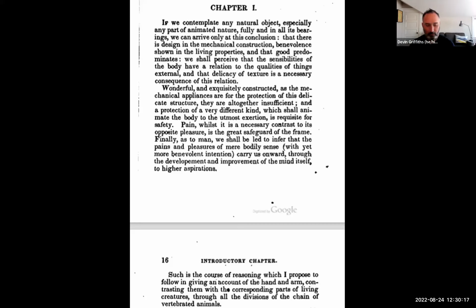In other words, when you pay attention to the way something like the hand works, you cannot make sense of it by simply looking at how it works by itself. Hold on one second.